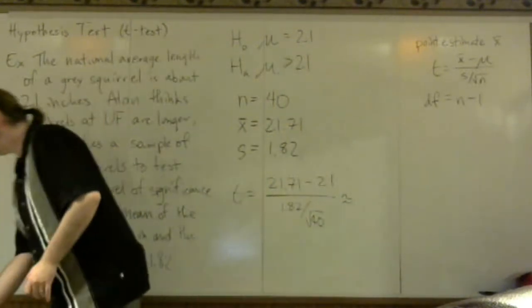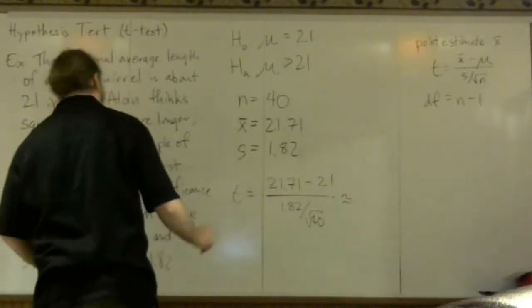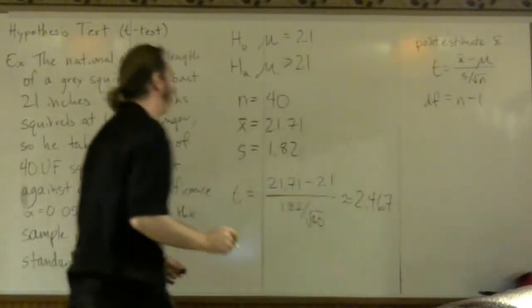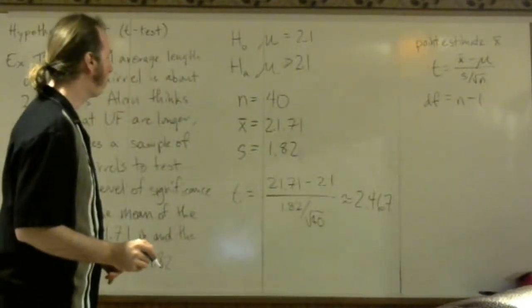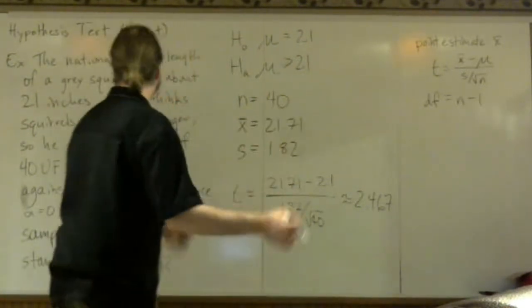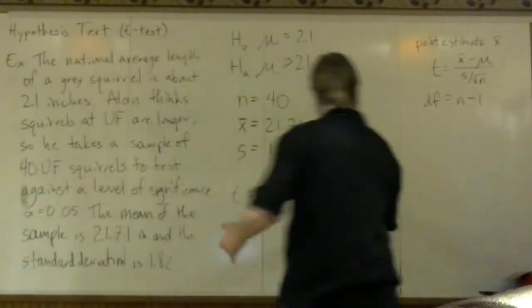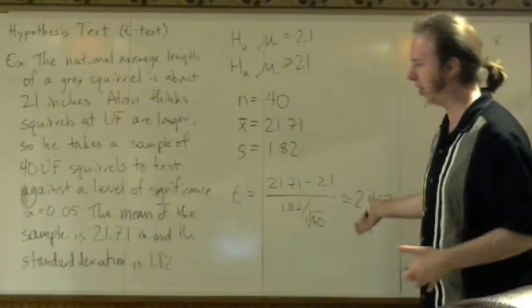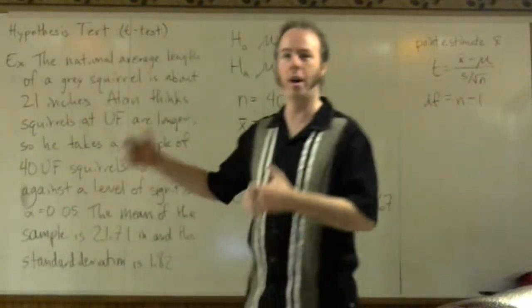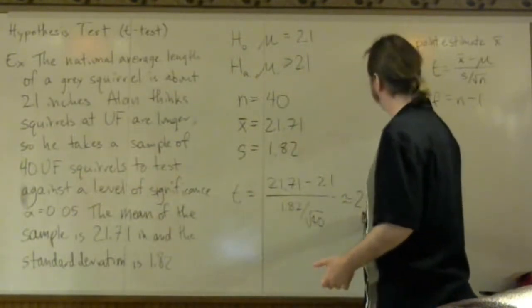That's a calculator problem. I get about 2.467 for that. Alright, so that's the t-value for my sample. Now I want to compare that to alpha. So this is a t-value. This is how many standard deviations away from the mean we are. This alpha represents a probability. I need to convert one to the other to be able to compare the two.